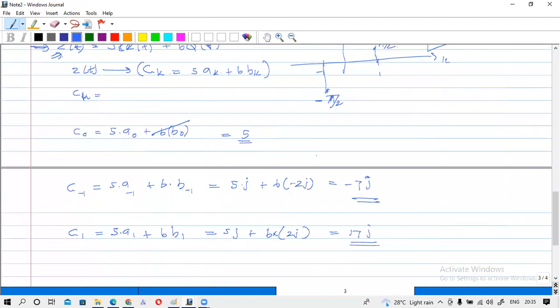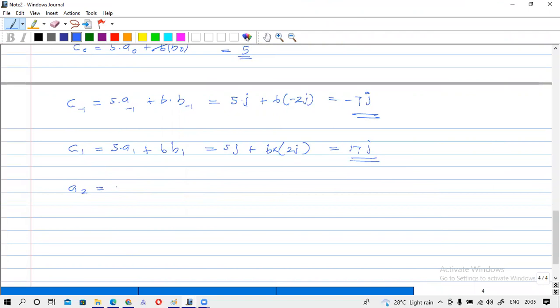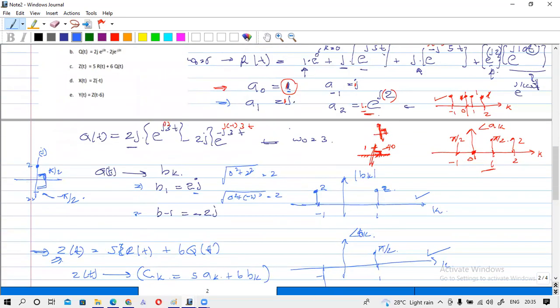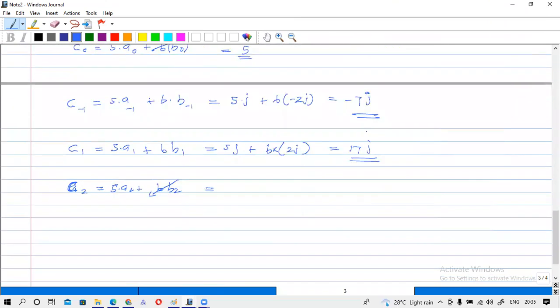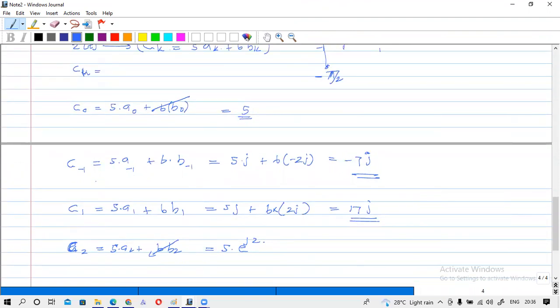And also we have a2. c2 is 5 a2 plus 6 b2. You know that there are no coefficients for b2, so this will be 0. So c2 will be 5a2. a2 is e to the power j2, so the coefficient is 5 e to the power j2. So these are the coefficients for zt.